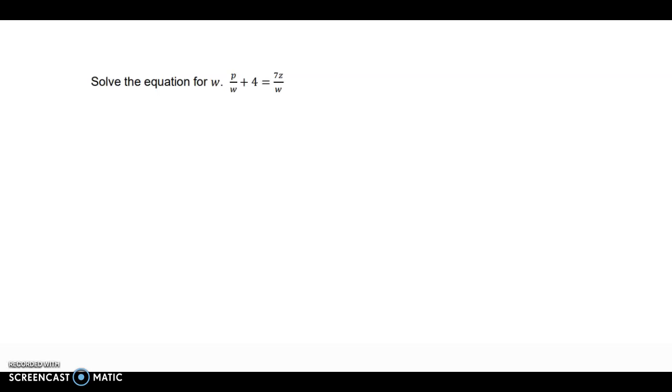Solve the equation for w. So we have p over w plus 4 equals 7z over w. Well, the first thing I see is we have fractions, so let's go ahead and clear those fractions by multiplying by the LCD. In this case, 4 is just over 1, so the LCD is just w. So I'll multiply each term by w.